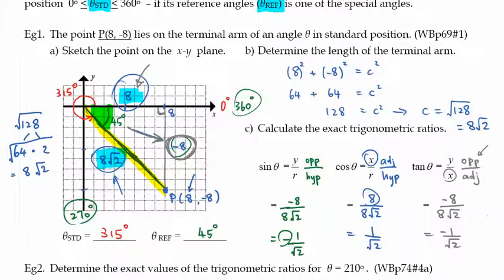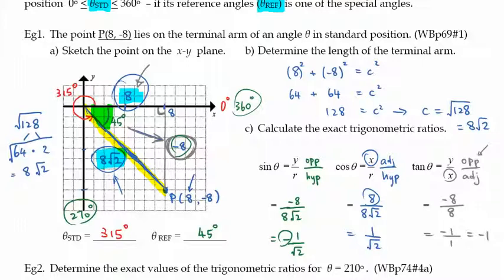Wait. Yeah, I got it wrong. It doesn't make sense to me. They shouldn't give us the same value. -8 for the opposite and +8 for the adjacent. Yes, so that would be -1/1 or technically -1.